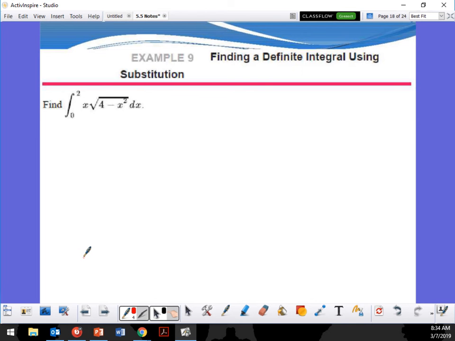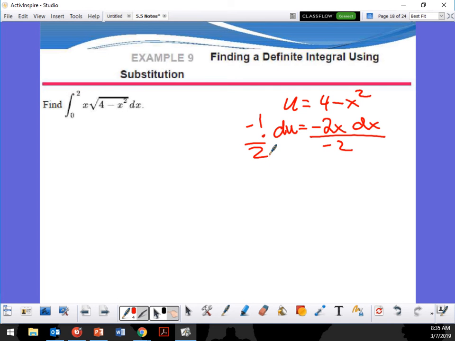4 minus x squared. 4 minus x squared, right? Because that would be the chain, right? Okay. What about my du? Negative 2x dx. Okay. Is this one going to work out nice? Yeah, that's nice. All right, so times negative 1 over 2. Oh, man, that's ugly. All right, try this again. So negative 1 over 2. Okay.